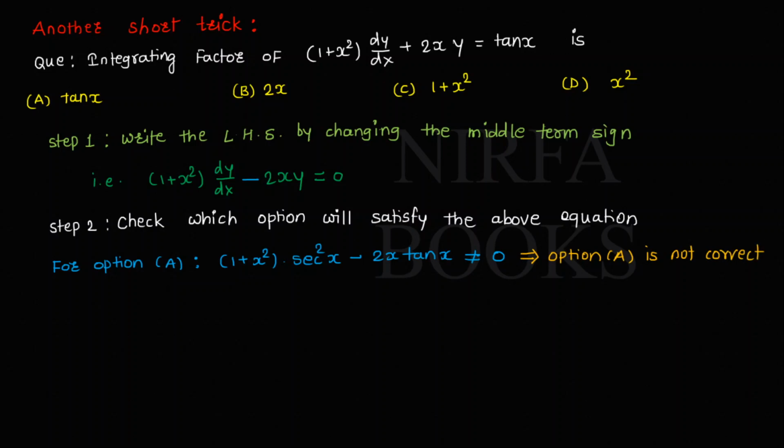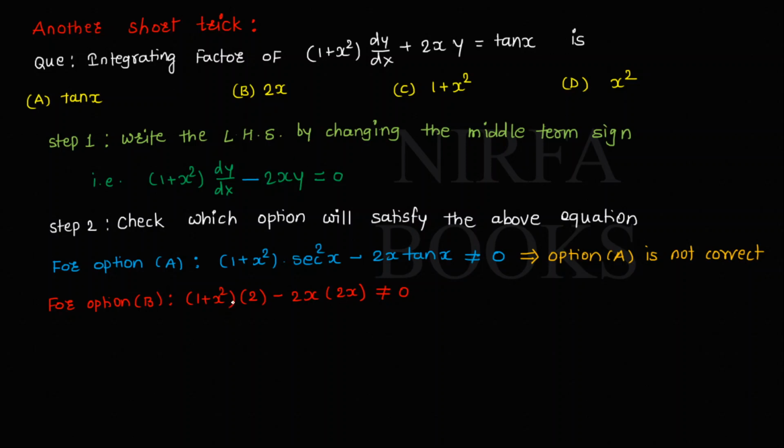Now we will check the same thing for second option. So for option B, here in option B 2x is given, so I am putting y is equal to 2x in this expression, and I will check whether this 2x will satisfy this equation or not. So 1 plus x square as it is, the derivative of 2x is 2, minus 2x keeping as it is, and the value of y I am considering 2x.